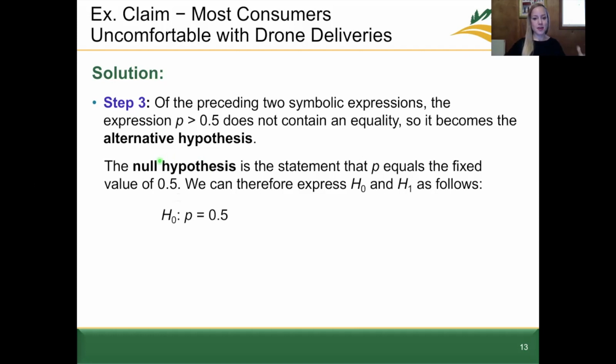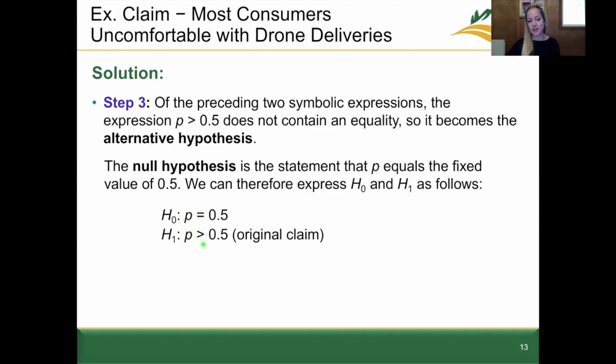So then to sum all this up, our null hypothesis, or H0, is that P is equal to 0.5. Then our alternative hypothesis, H1, is that P is greater than 0.5. Some checks to look at here: our null hypothesis contains an equal sign. Our alternative hypothesis does not contain an equal sign. More specifically, it does not contain an equal sign in any form. So it's just P is greater than 0.5.